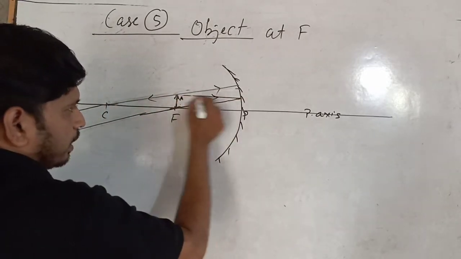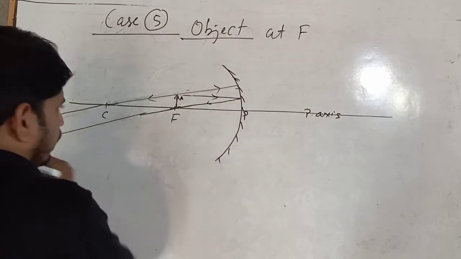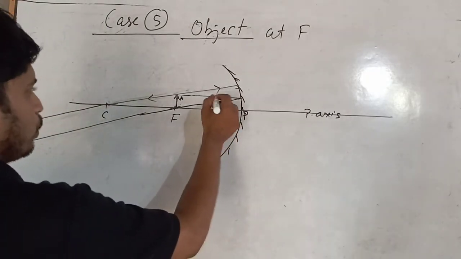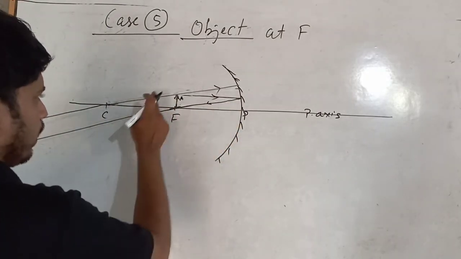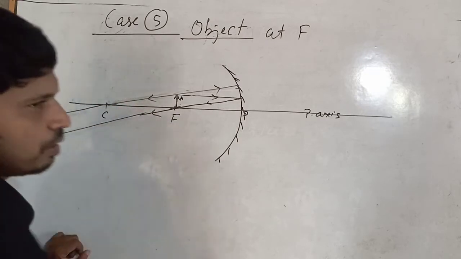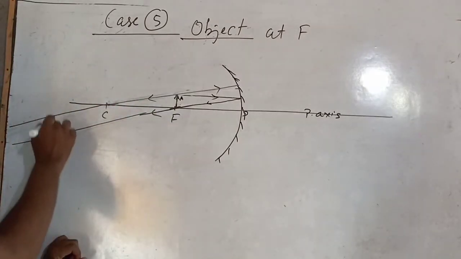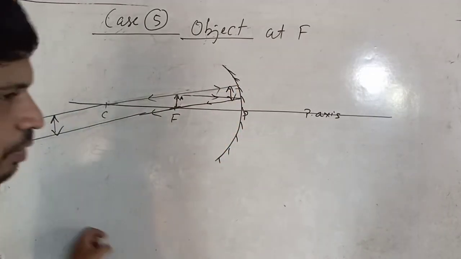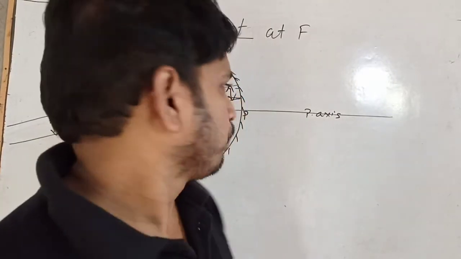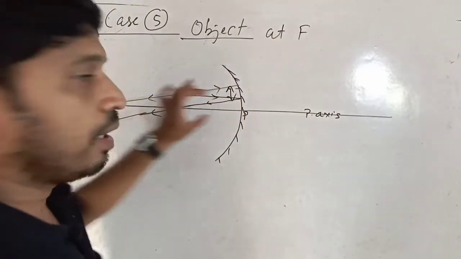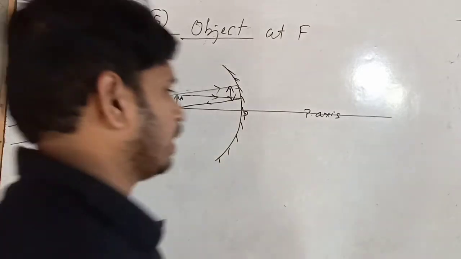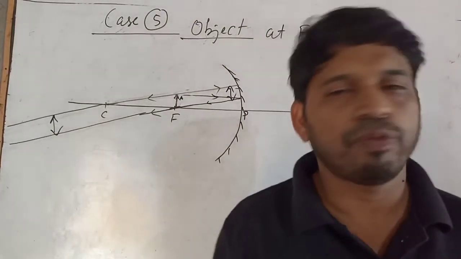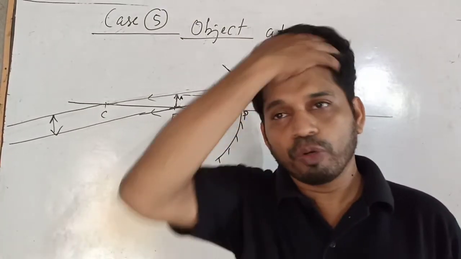Another ray, when it is coming parallel to the principal axis, it will go through the principal focus. So these two reflected rays, this is one reflected ray, this is another reflected ray, they are parallel to each other, at the same distance apart. According to Euclidean geometry, we know that parallel lines meet at infinity. So the image will be formed at infinity.